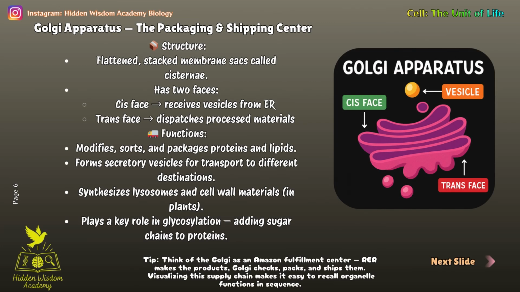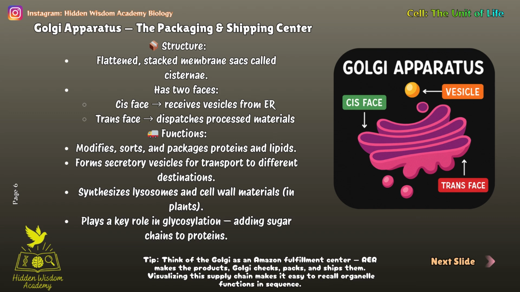The Golgi apparatus works like the cell's post office. It receives, modifies, and sends out materials. It has a stack of flat sacs called cisternae. Vesicles from the rough ER bring proteins to the cis face of the Golgi, where they are changed and packed.